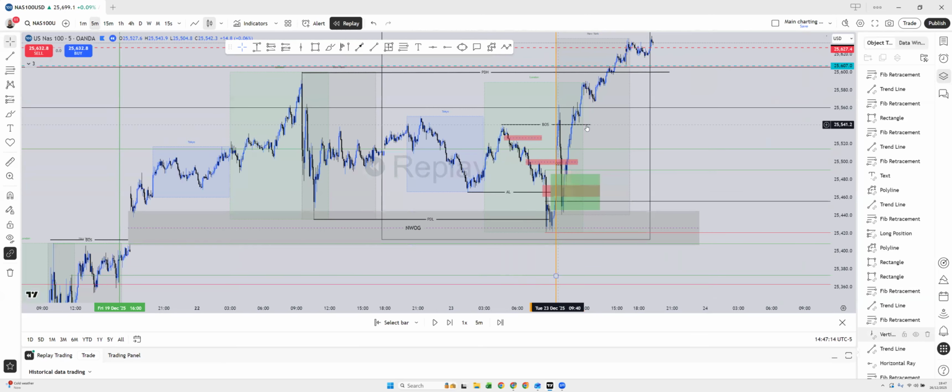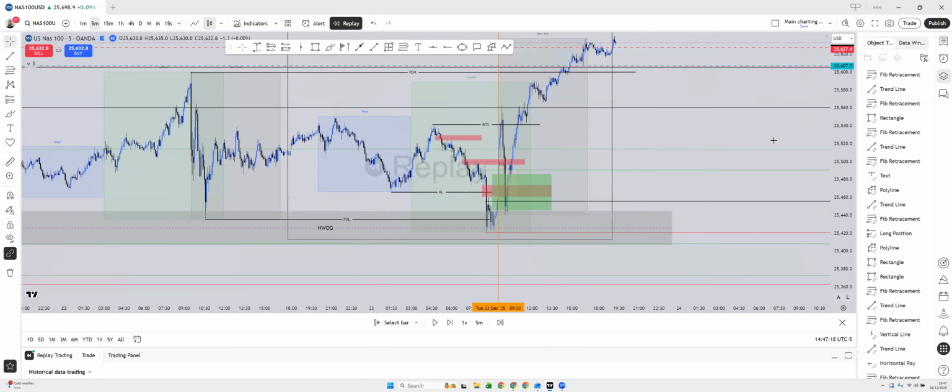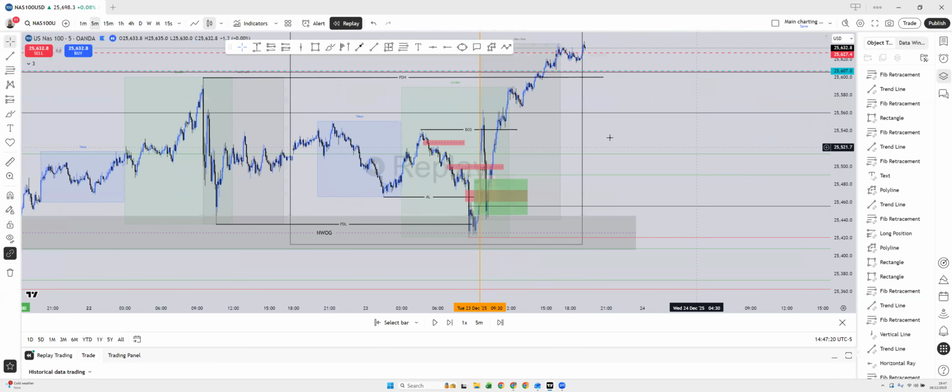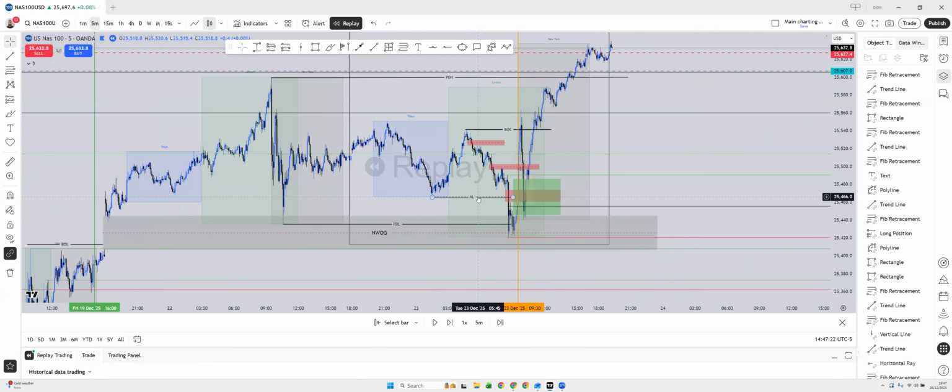Actually, this is the true break of structure, but on this smaller time frame. But you know what, let's just use this time frame here. All right, let's just draw a structure.